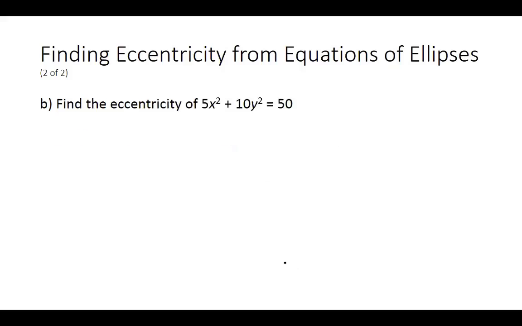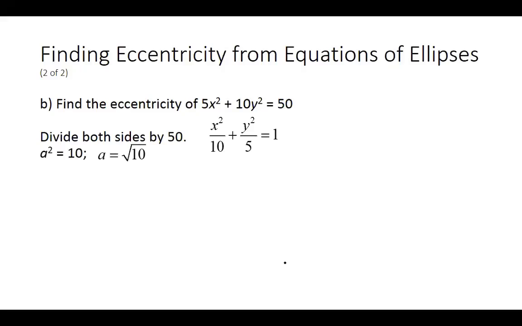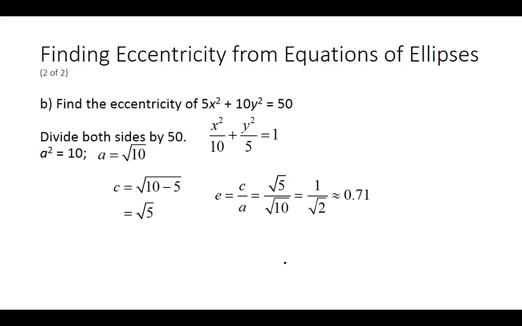So in this case, find the eccentricity of this equation: 5x squared plus 10y squared is equal to 50. So first thing you want to do is get into the form of the general equation. By dividing each term by 50, you get x squared over 10 plus y squared over 5 equal to 1. So remember the larger number is a squared, so a squared is equal to 10, so a would be square root of 10. From there we can solve for c. Now once again, e is equal to c over a, and then we find that it is 0.71. Again, it is less than 1, and that confirms it is the ellipse.